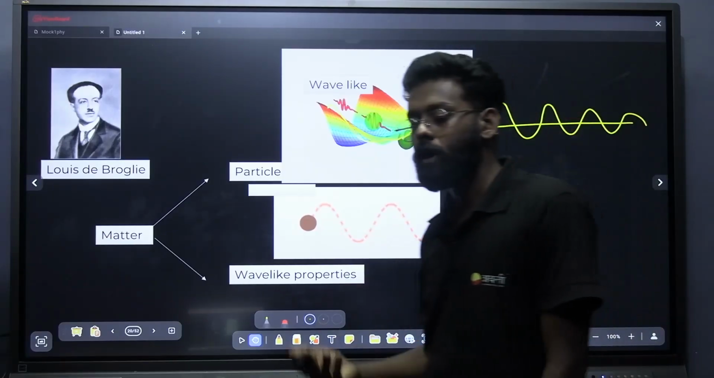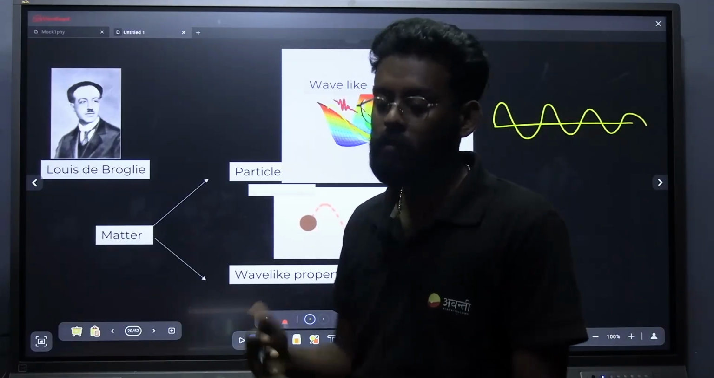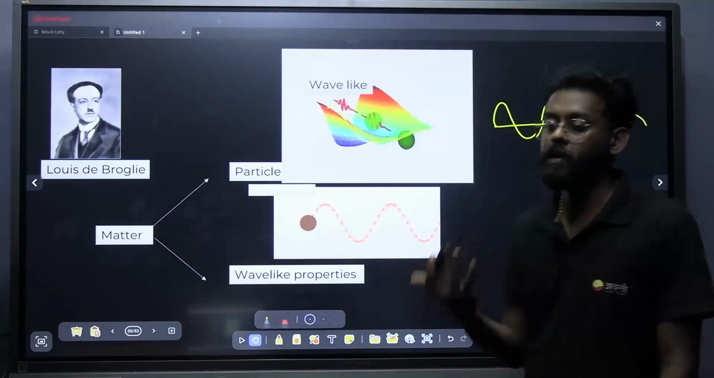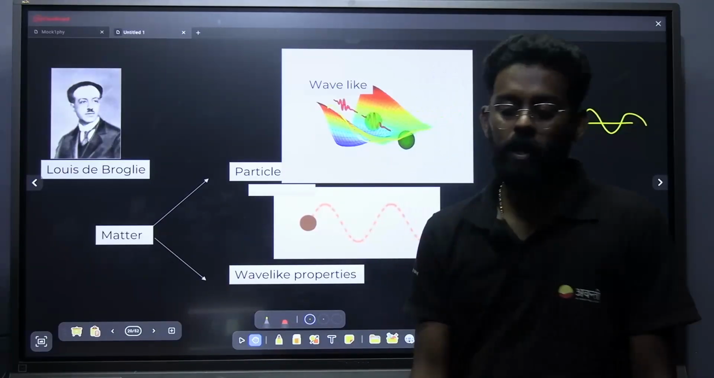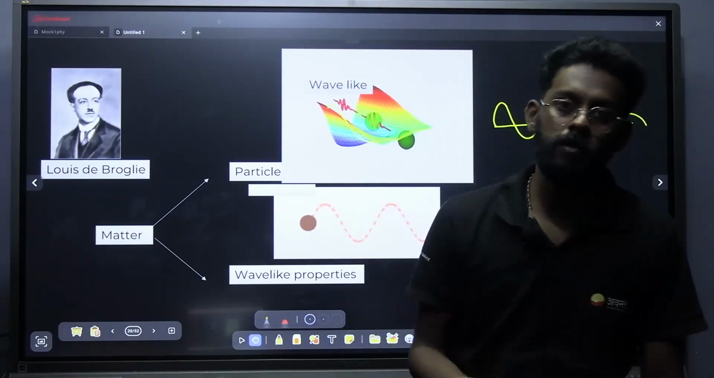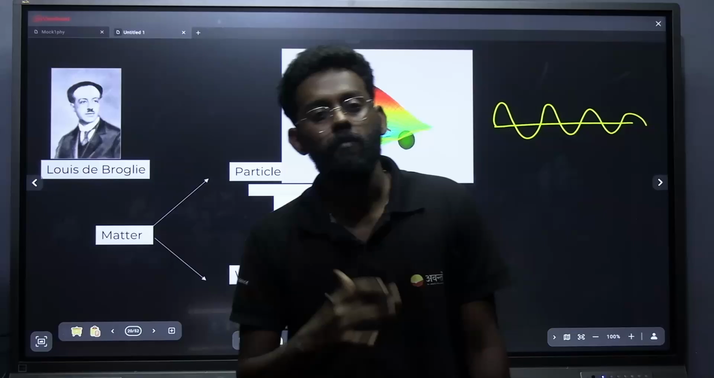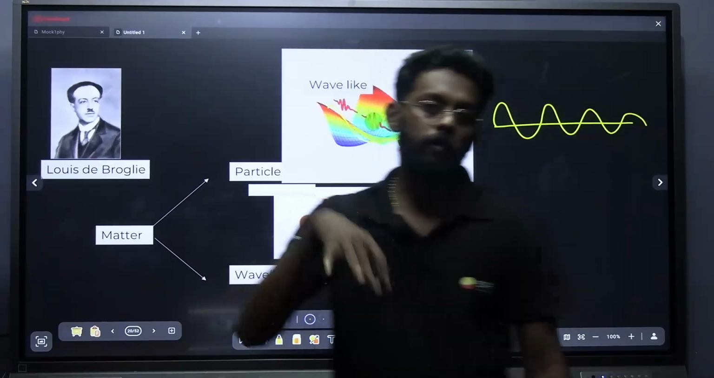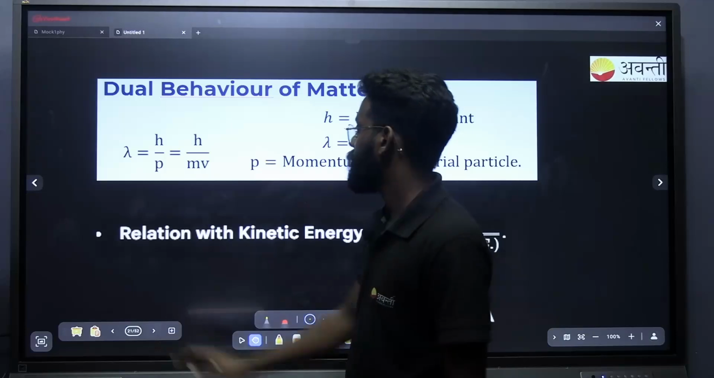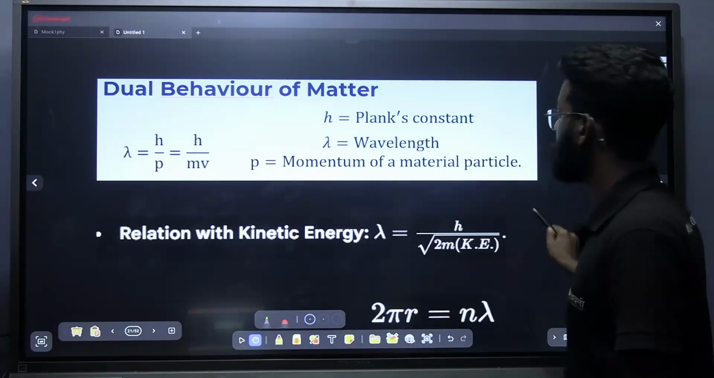And depending upon the mass, which nature is more sounded? Which nature is more sounded depends upon its mass. If mass is very less, then wave nature is more sounded, or wave nature will be more. If mass is higher, then wave nature will be very less. That's the only thing. And you have to note down a few equations. That is only what you have to do here.